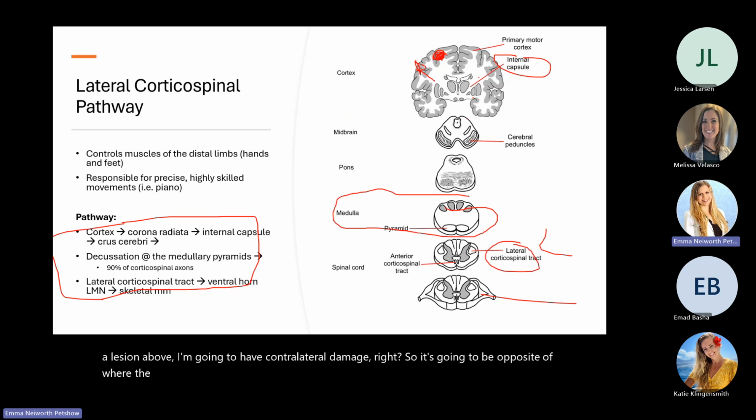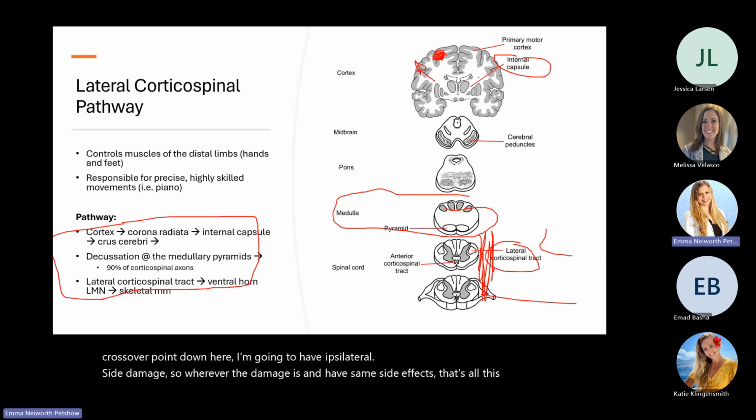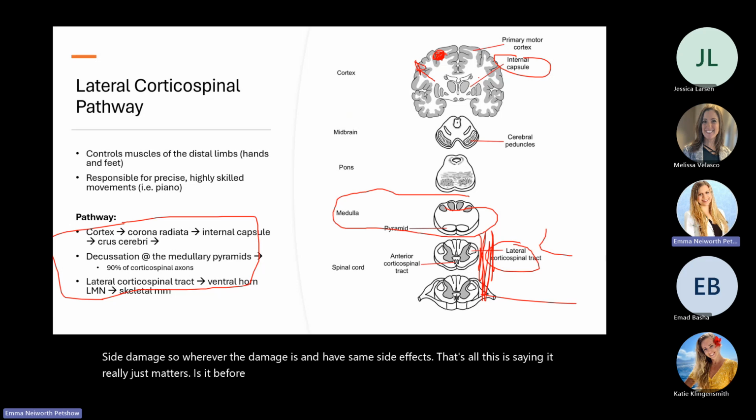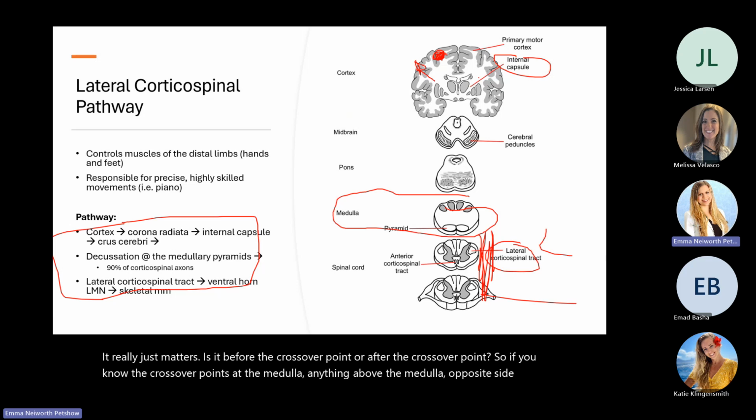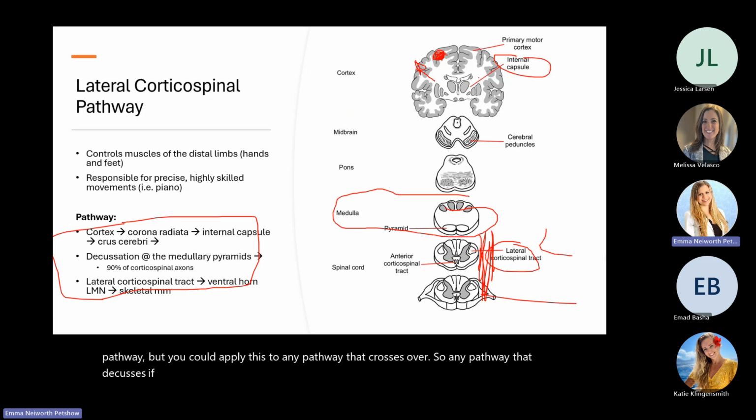Versus if I have already crossed over and I have damage below this crossover point down here, I'm going to have ipsilateral, same side damage. So wherever the damage is, I'm going to have same side effects. That's all this is saying. It really just matters, is it before the crossover point or after the crossover point? If you know the crossover point is at the medulla, anything above the medulla, opposite side, contralateral. Anything below the medulla, same side, ipsilateral. This is specifically for the corticospinal pathway, but you could apply this to any pathway that crosses over. Any pathway that decussates, if it's above the crossover point, then it's going to be contralateral. If it's below the crossover point, it's going to be ipsilateral, same side as the damage.